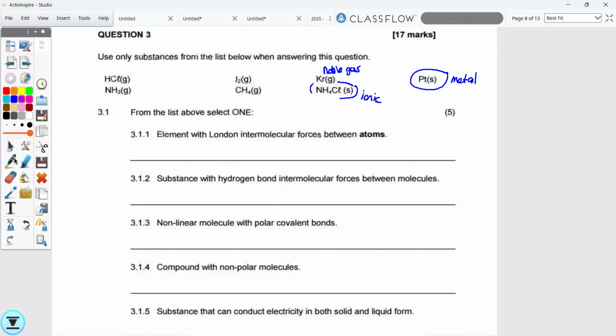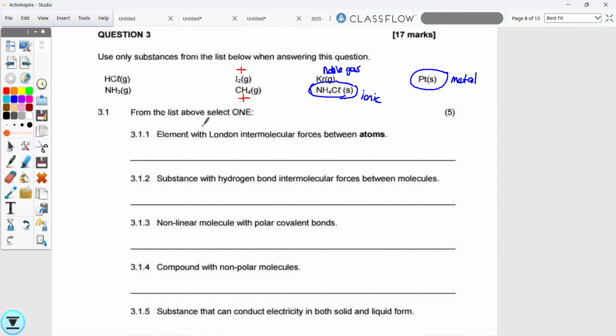Then if it's symmetrical, you can go a little bit further and find all the ones that are symmetrical. So you know already by now, CH4 is symmetrical, mark it as symmetrical. I2 is symmetrical, mark it as symmetrical. Because as soon as it's symmetrical, what IMF do I have? London IMF. Noble gas, London IMF. So help yourself like that.